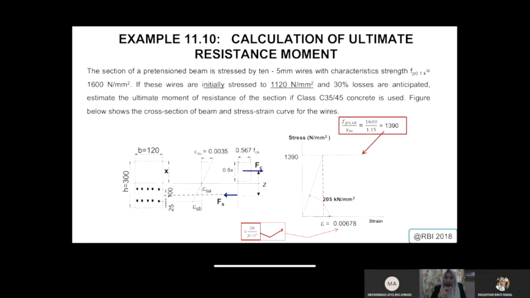If class C 35 means the concrete strength that we use is 35 MPa. The figure below shows the cross section of the beam and the stress strain curve for the wire. Let's take a look one by one. So we have one beam. This is the beam cross section. Given is the width equal to 120, and the height given as 300.